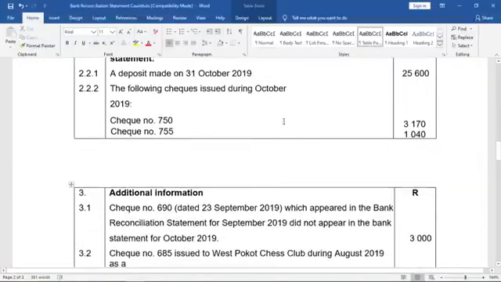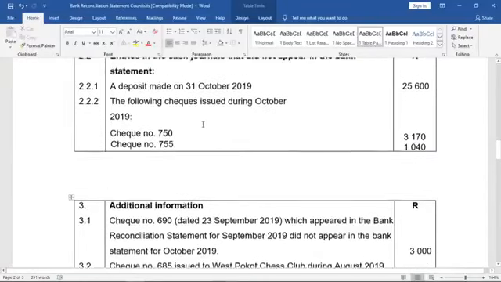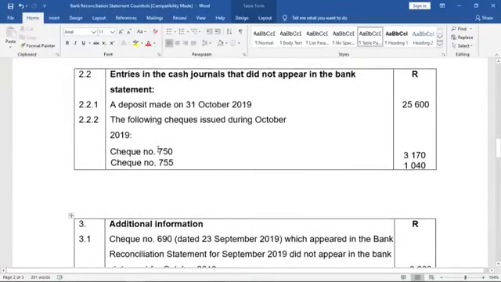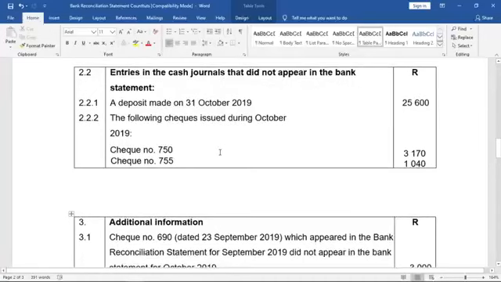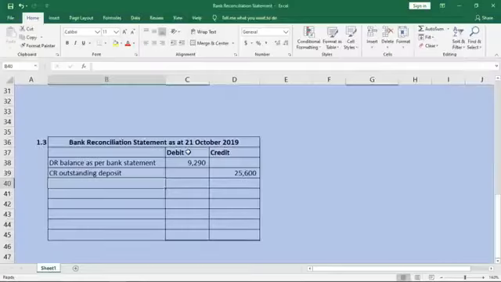Next, the following checks issued during October 2019. So these checks did not appear in the bank statement. We are still there. So we are told that these checks didn't appear in the bank statement. So why wouldn't, and what's the possible reason? We mentioned it in our theory, that maybe the people we paid with these checks didn't cash in the checks. So where would the checks appear? They would appear on the debit side, because according to the bank statement, it's the opposite of our account. So we put the negatives on the debit side. So we're going to write here debit outstanding checks.